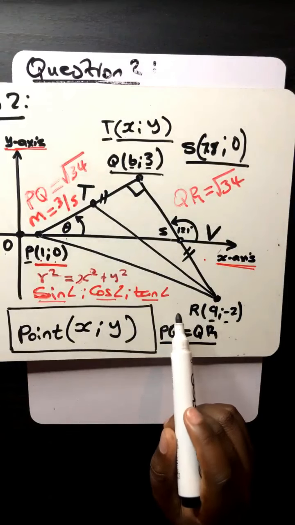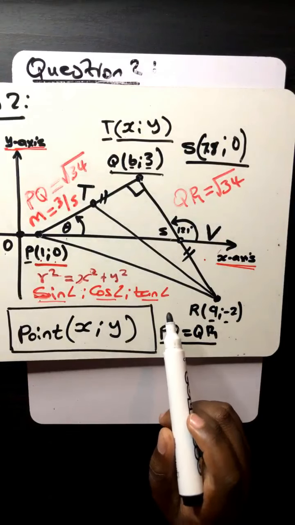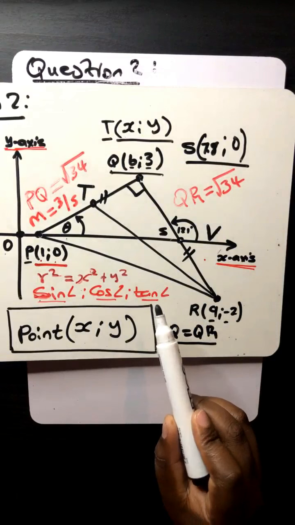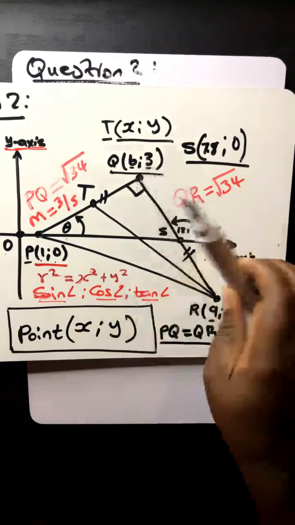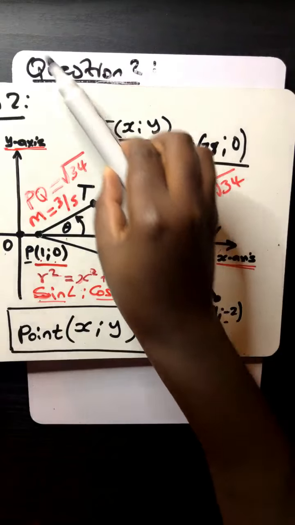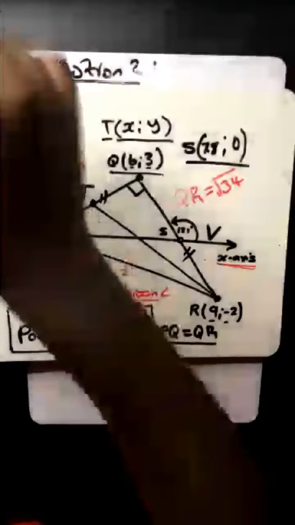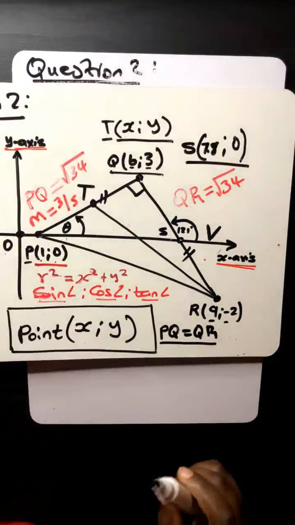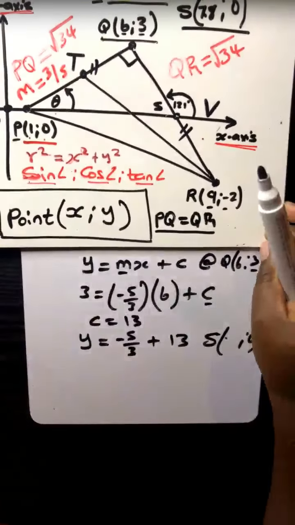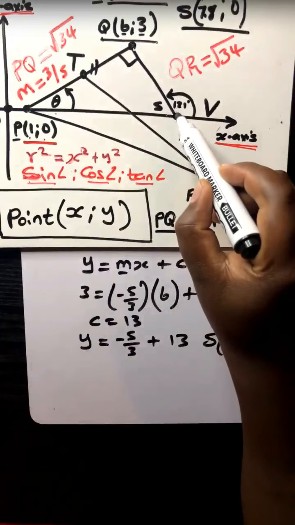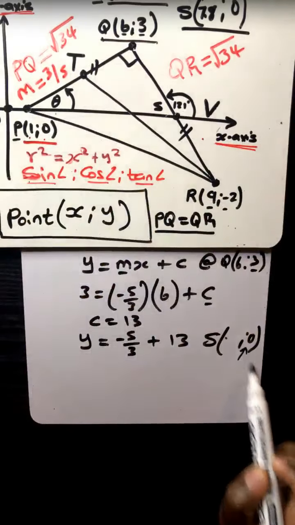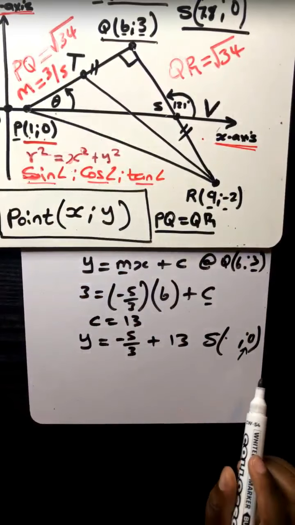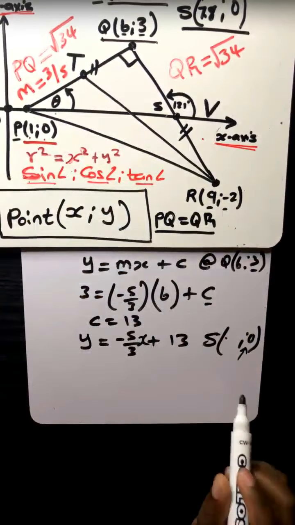Remember, as we said, the c value influences the vertical shift. So if we had to extend that line, it was going to cut the y-axis at point 13. But don't worry that much about that. In this case, what we are saying is that at point S, we know that it's along the x-axis, which means y is equal to 0. So that means we now need to solve for x.